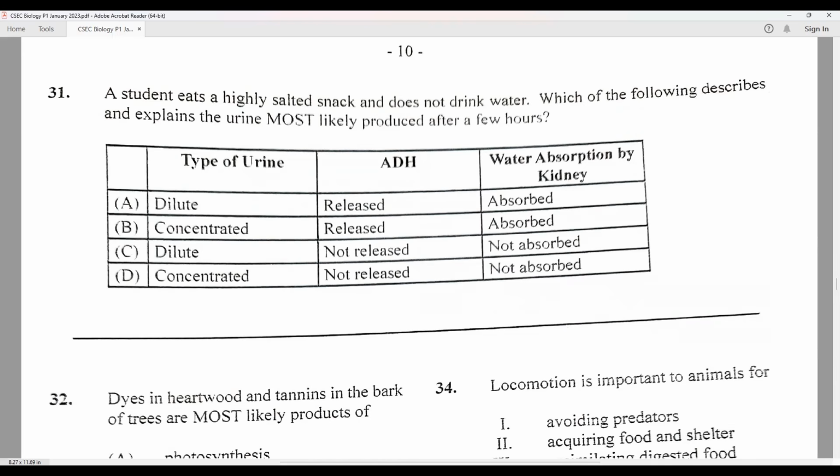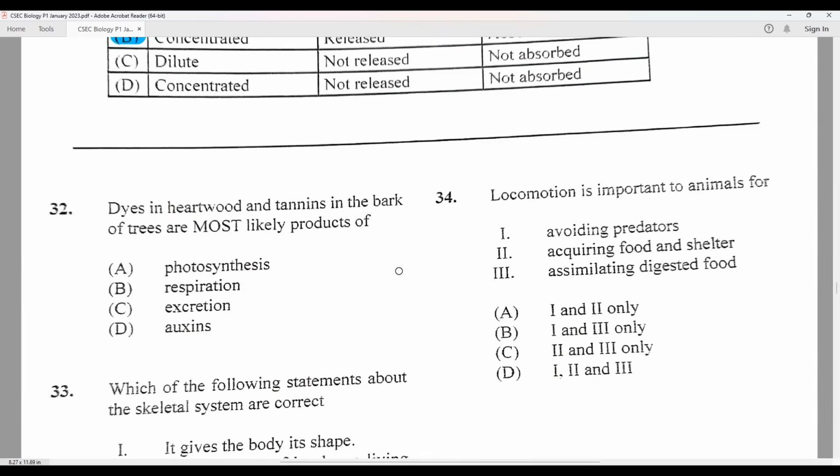A student eats a highly salted snack and does not drink water. Which of the following describes and explains the urine most likely produced after a few hours? So he won't produce plenty of urine, so it will be highly concentrated. You would notice that as being brighter yellow. That is highly concentrated. The ADH will be released because remember, he hasn't drunk any water, and your kidneys will reabsorb a lot of water. So which one does that correspond to? I hope persons are seeing that that is B.